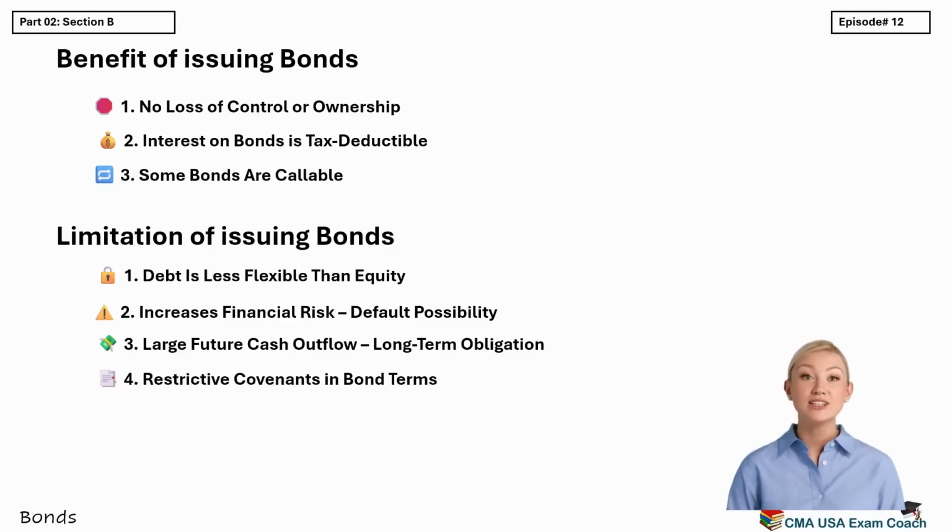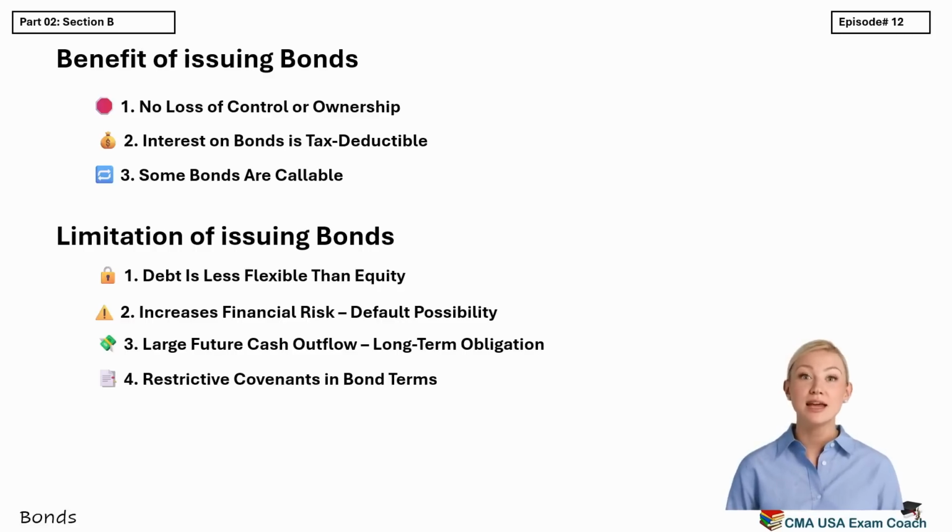Summary: limitations of bond financing. Less flexible than equity, fixed payments must be made. Increases risk of default and financial distress. Creates large future liabilities. Includes restrictive covenants that can limit strategic options. While bonds can be a powerful financing tool, companies must carefully assess their ability to meet long-term obligations and manage the risks that come with debt.